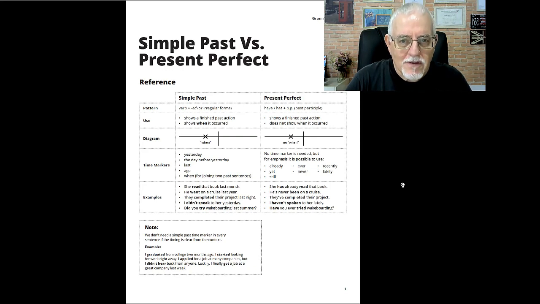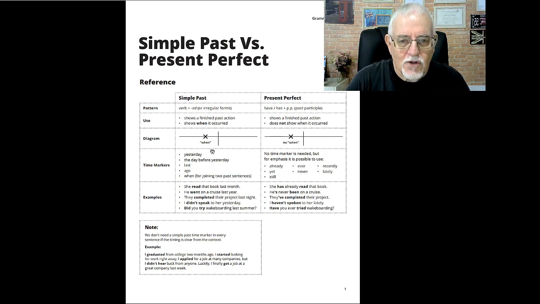Hello everyone. Today we're going to look at the simple past versus the present perfect. When do we use the simple past and when do we use the present perfect? Why indeed do we need two tenses to show a completed action in the past? Well, there's a very good reason. So let's dissect the two tenses.